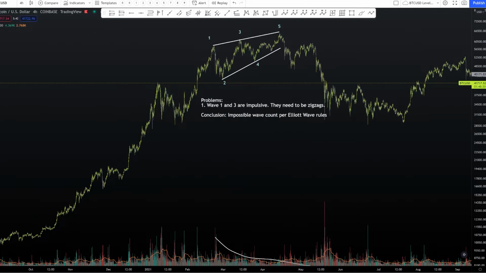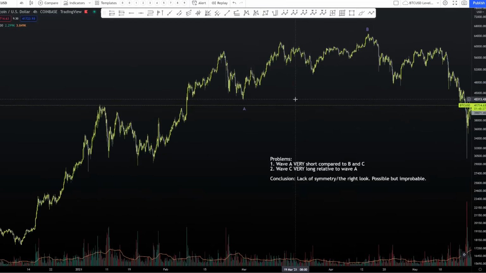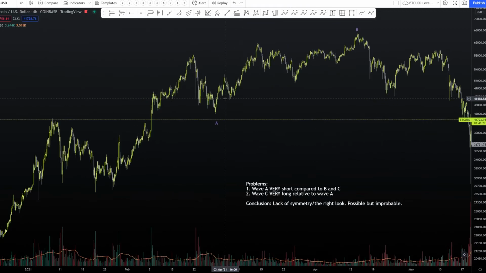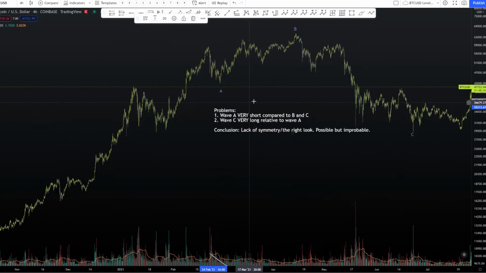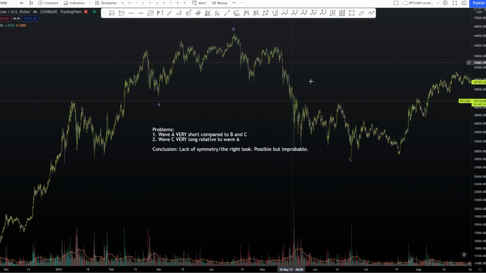But I want to show you guys the third count that I would consider incorrect. And that would be this one right here, where this is very common. You guys are probably seeing this a lot. And I've actually shown you guys this count in the past quite a lot. And I would say this is an invalid count, first of all, because this wave 1 is very short compared to this wave B and this wave C.